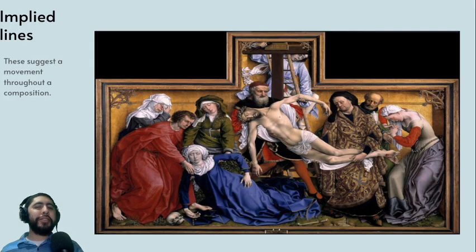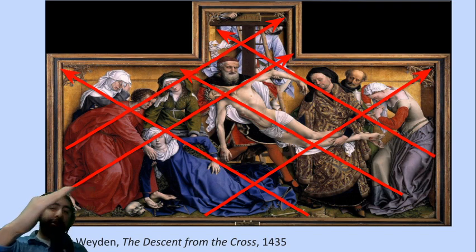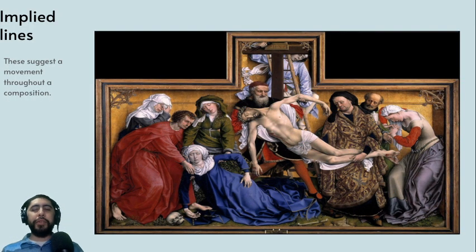But implied lines are different, and this is an example of implied lines. Basically, they imply motion or direction. So I'm going to go to the next slide and see. We have these implied lines of where the eye takes you, where the artist is putting points of interest, where the artist wants your eye to move from one place to another. So this isn't a very flat composition where everything's even and you want to look everywhere at the same time.